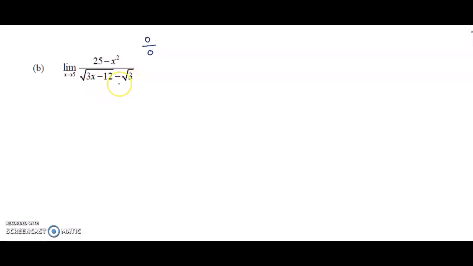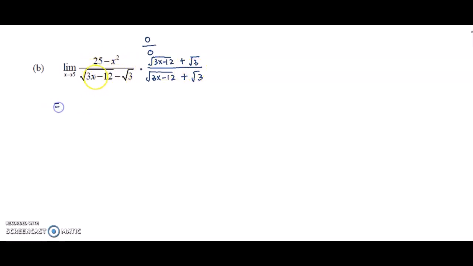So probably for this question, we need to apply both factorization and also multiplication by the conjugate. So for this question, here I need to consider the conjugate. The conjugate of this denominator will be the square root of 3x minus 12, just change the sign of this, plus square root of 3. And you must multiply the same thing on top, so that this becomes 1. This is actually equivalent to 1 because a over a is equal to 1.